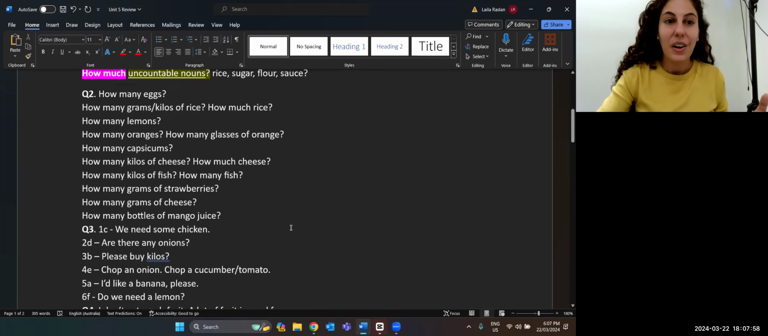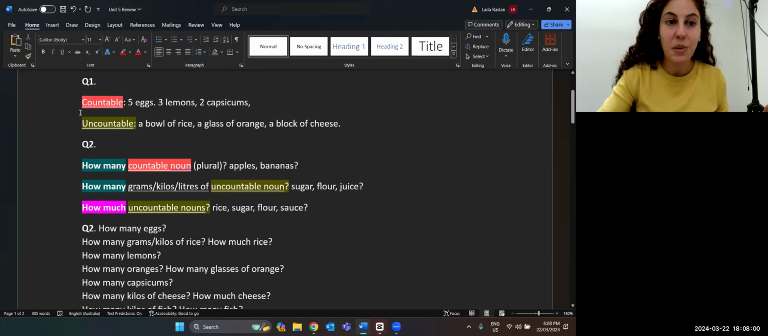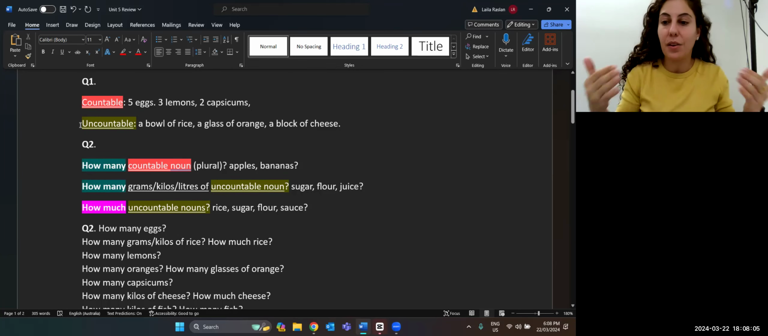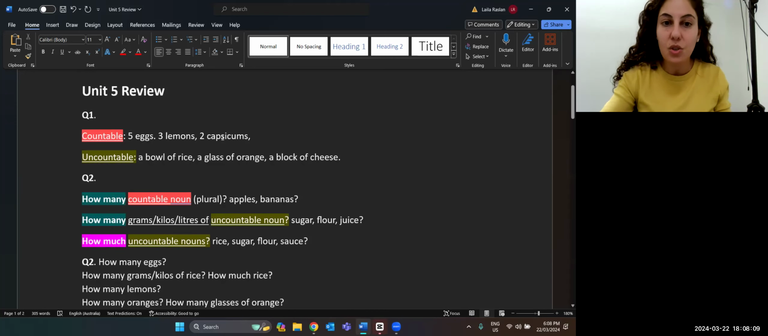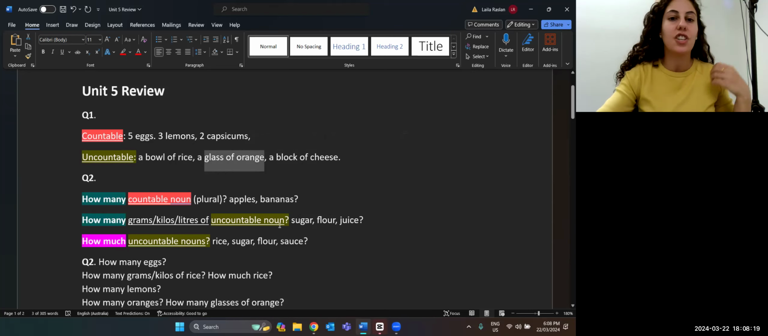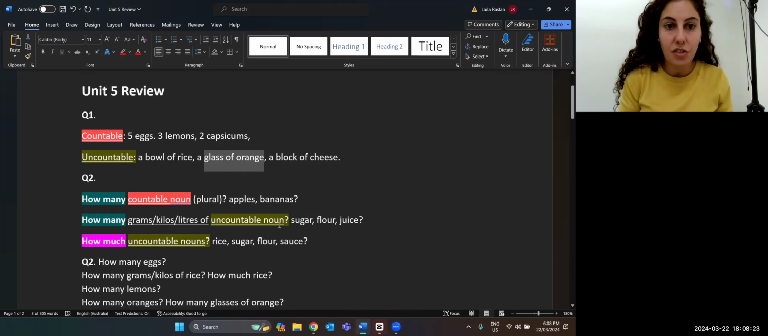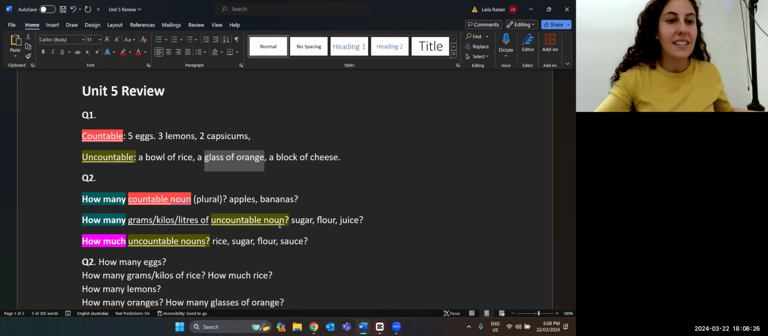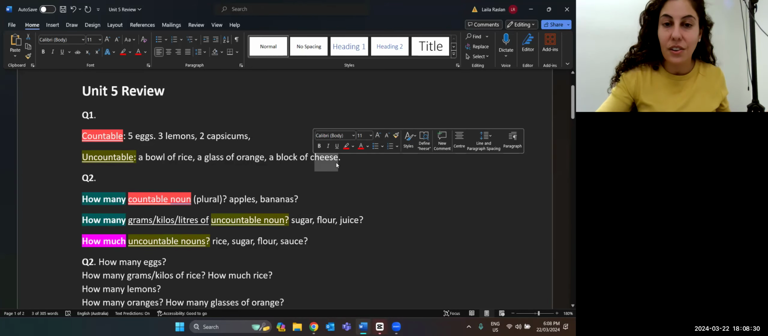Okay, so now we know how to use countable and uncountable nouns. We know the difference. Countable means I can count them. 1, 2, 3, 4, 5. Like 5 eggs, 3 lemons, 2 capsicums. And I put an S to the ending of my noun. But uncountable is words like rice, glass of orange, a slice of cake, 300 grams of flour. Okay, that's uncountable. There's no S to the noun. No S.